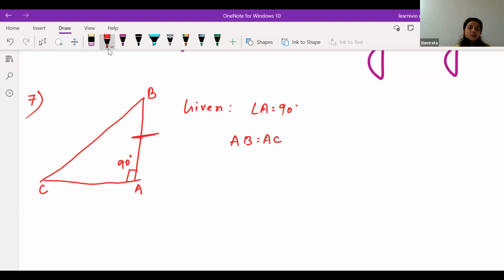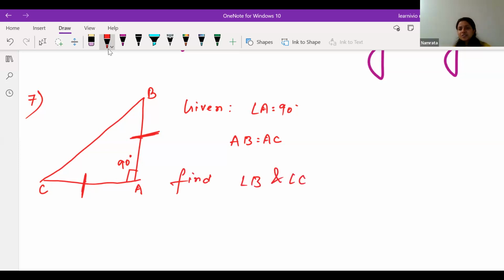AB, where is AB? This one. AC, where is AC? This one. Okay. It's given that AB is equal to AC. So we can say, okay, what we have to prove first, write it. Here we don't have to prove anything. We have to find angle B and angle C.